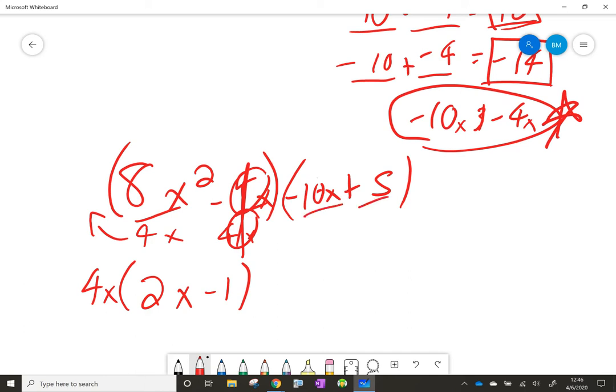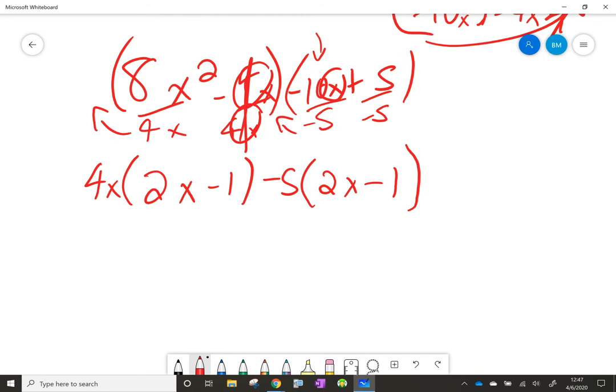The second group, I'm going to divide by a negative here since that first term is negative. 10 and 5 are both divisible by 5, so I'm going to factor out negative 5. So negative 5 will come out, and negative 10 divided by negative 5 will become a positive 2. That x is still going to be there. And then 5 divided by negative 5 is negative 1, so 2x minus 1.